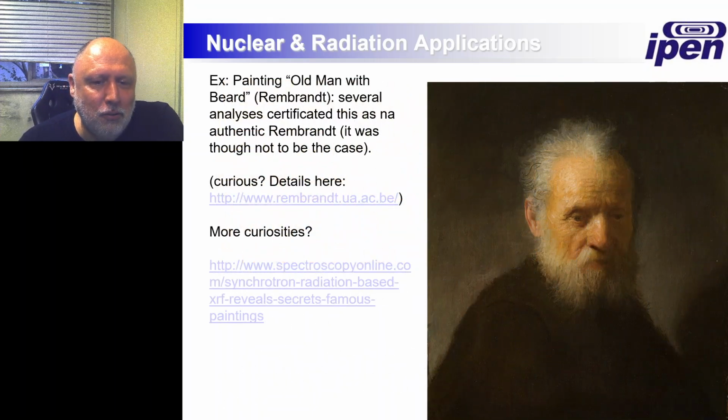Finally, two very interesting stories about this. There's this painting by Rembrandt, The Old Man with the Bird, and it was thought not to be a true Rembrandt. The man who owned it leased it to the research group because he was sure it was not a true Rembrandt. It was probably some disciple of Rembrandt who had painted it.